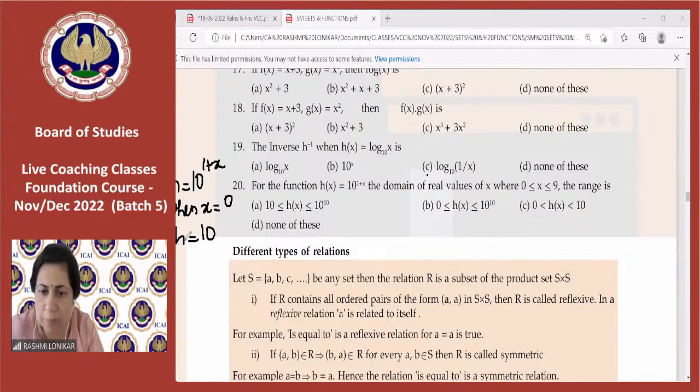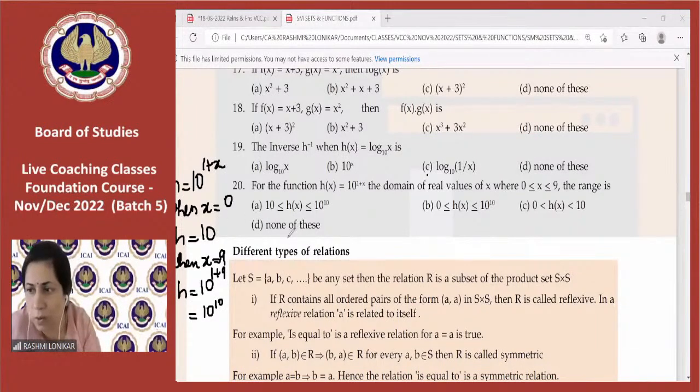And what will happen when x is equal to 9? h will be equal to 10 raised to 1 plus 9, which is equal to 10 raised to 10. So, what will be the range? It goes from 10 up to 10 raised to 10. The range of this function goes from 10 to 10 raised to 10. So, you will have A as the correct answer.